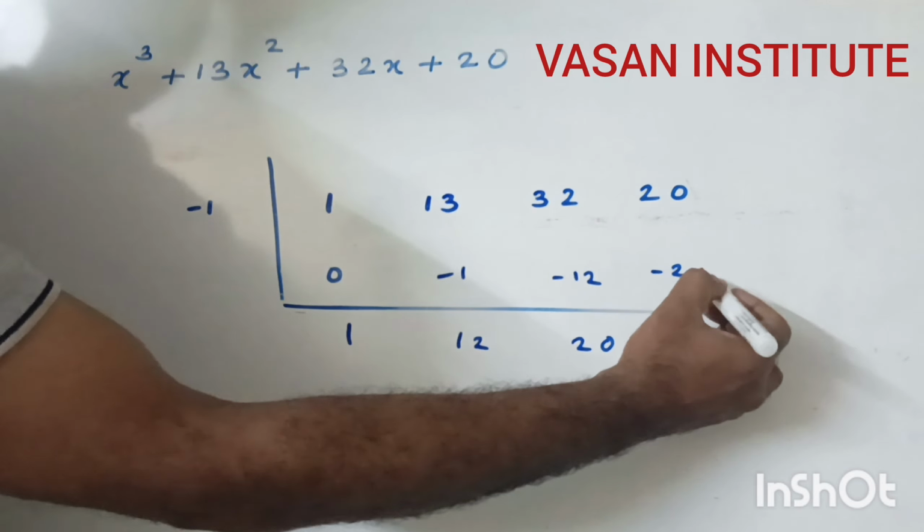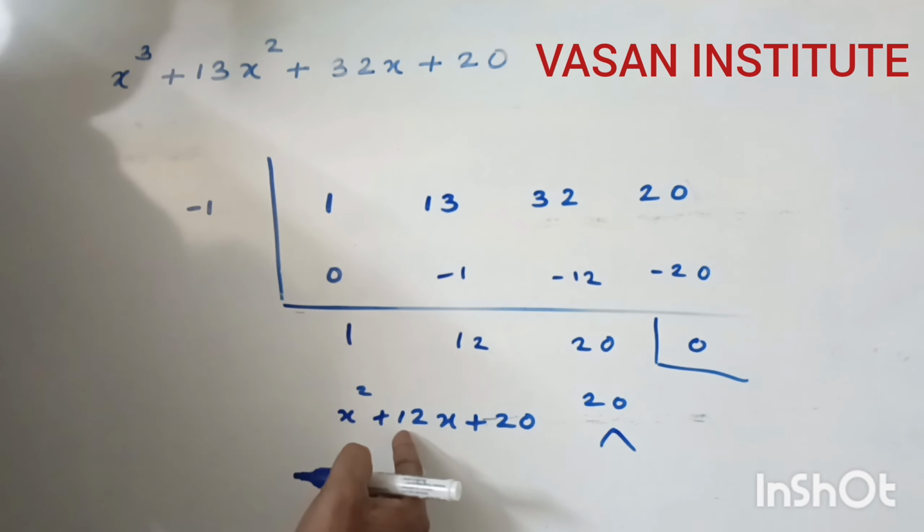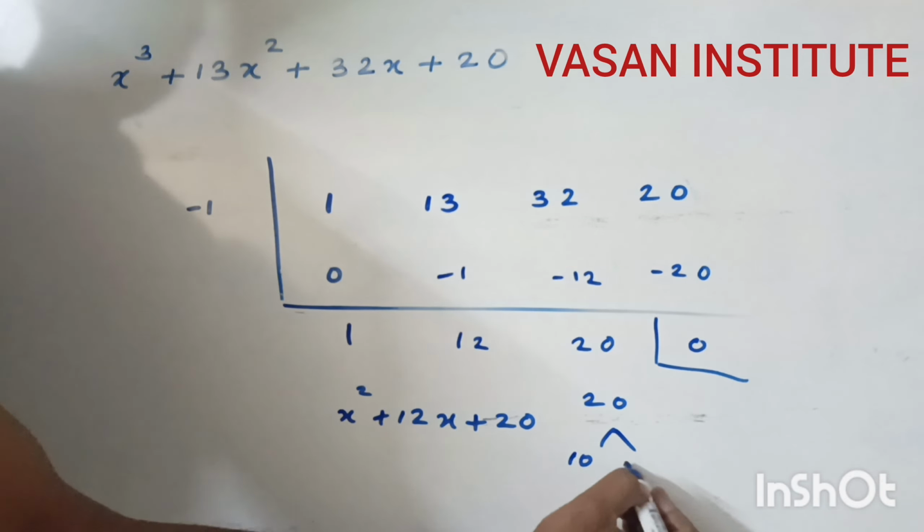Here all the terms are positive. Now take 20. That is 5 into 4, and 5 plus 4 is 9. So, it is not possible. 10 into 2 is 20, and 10 plus 2 is 12. So, write x plus 10 into x plus 2. Therefore, the factors are x plus 1, x plus 10 and x plus 2.